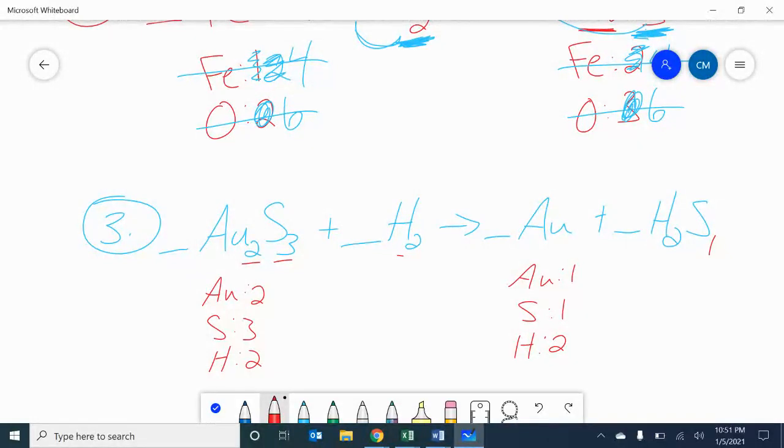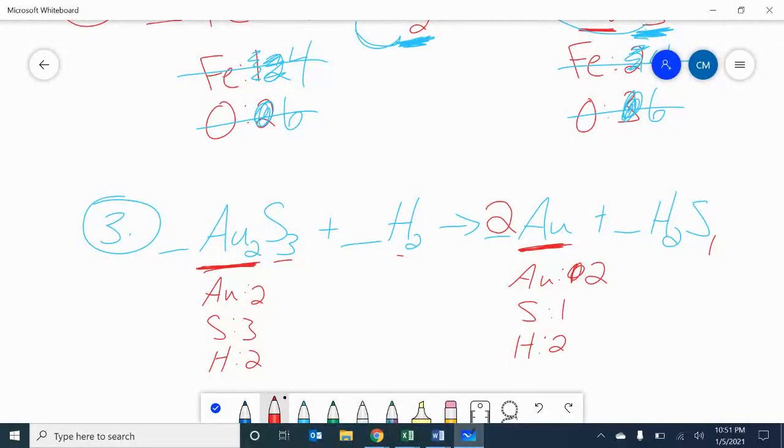So let's just pick somebody. When it's that type, I just start at the left and work my way to the right. So I start on the left. It says I have 2 Aus, 2 golds, and on the right I only have 1. So can I make 2? Yes, let's just bring in a 2. So now I have 2. Well, my chain reaction stopped right away. So let's go back to the left.